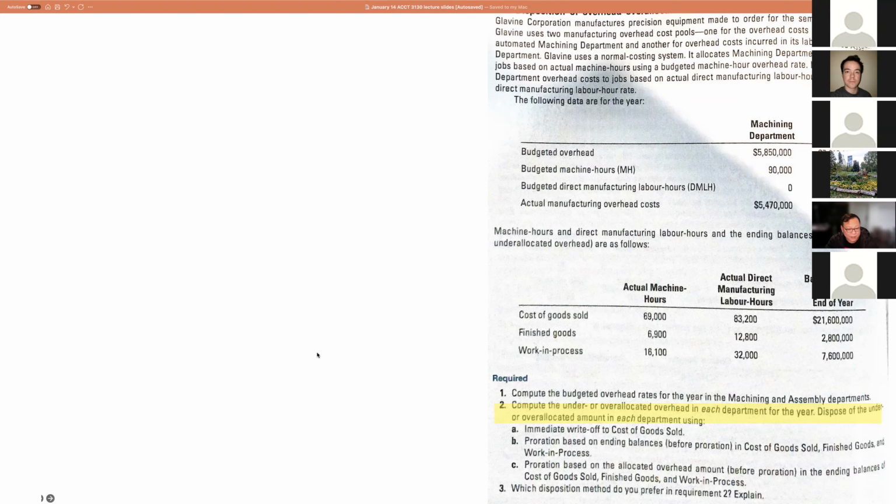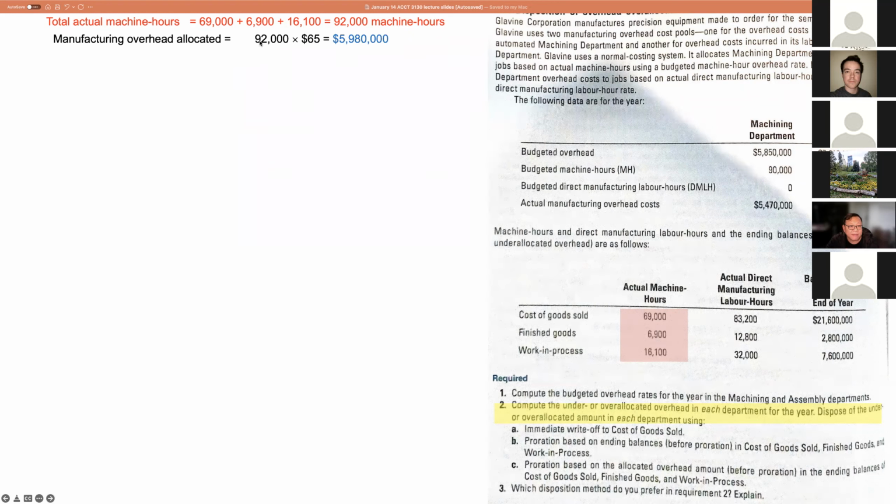Yeah, exactly. So here we are first adding up the actual machine hours. So we are saying that this is the amount of machine hours it's going to take. You add them up, it's 92,000. And then how much overhead are you going to apply? For each machine hour, you are going to apply 65. In the first step, we calculated the number is 65. So now I use 65 times 92,000 machine hours. So this is the manufacturing overhead I include into my product cost.